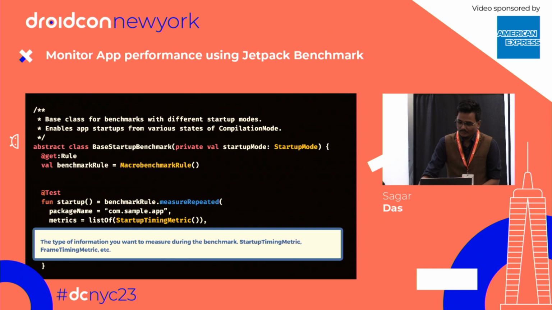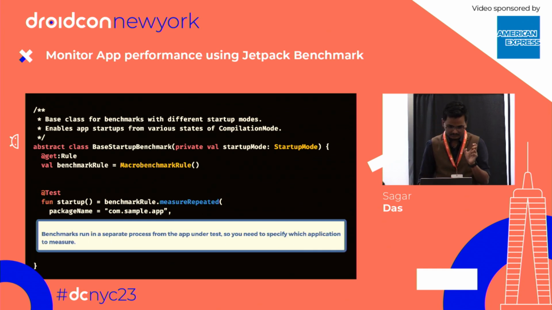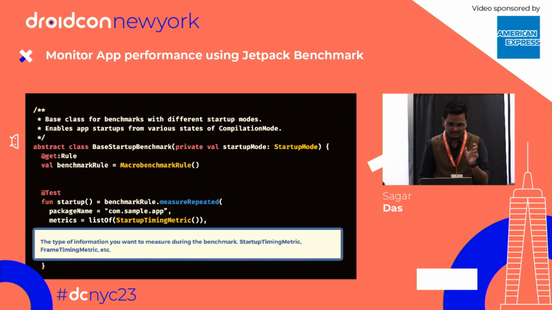The next thing would be, yeah. We took a look at the package name, and then we define the list of metrics. The neat thing about this particular library is the list itself. If you want, you can add a comma over here and measure multiple metrics. Right now in this slide, I'm just measuring the startup time metric, but we can add a comma and also measure a frame timing metric as well.